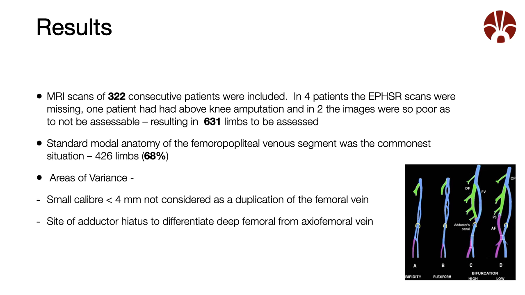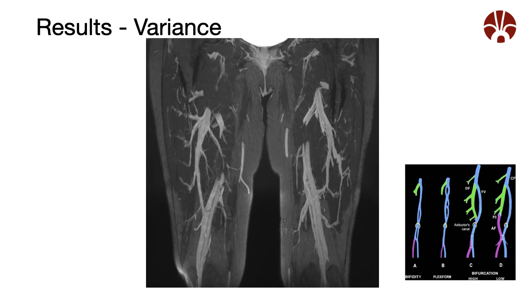There were some areas of variance. These mainly revolved around small caliber veins, and less than 4 mm is not considered as a duplication. The other area of difficulty was determining the level of the adductor hiatus in order to differentiate deep femoral from axiofemoral venous trunks. As you can see, this is critical for the nomenclature. However, in reality, finding this is quite difficult. Here's a patient with bilateral anatomical variations, but one insert's lower than the other, and it can be tricky to determine exactly where the adductor canal is in order to name the variation.